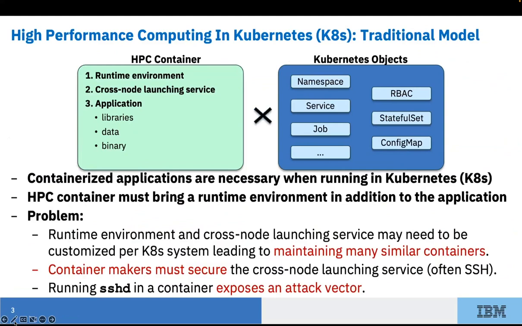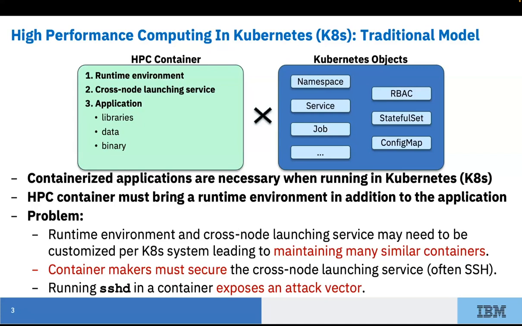So in the traditional model of mapping MPI into Kubernetes, we need to set up a number of Kubernetes objects. And I'll discuss these in a moment. These are on the right here. But additionally, we have to set up a container, right? This is the thing that we're going to run inside of Kubernetes. And this application container, let's say GROMACS, must contain a launcher, such as mpirun. It must contain the cross-node launching service, such as SSH. And finally, it must contain the application itself with all the libraries, the data, and the binary.